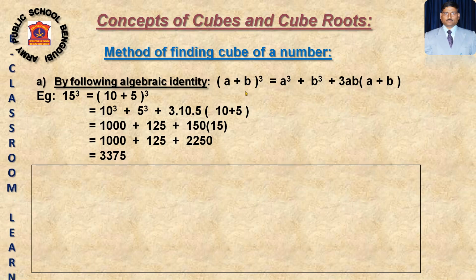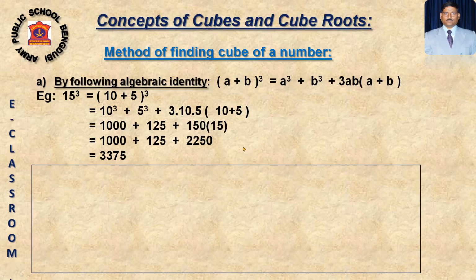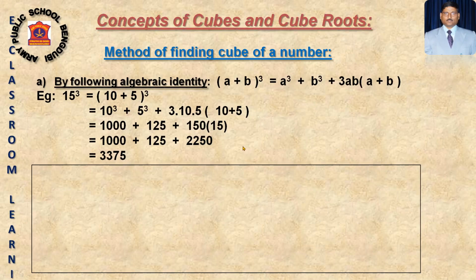You have to break any number, suppose 37. 37 can be written as 30 plus 7. 51 can be written as 50 plus 1. This way you have to split the number into a and b.